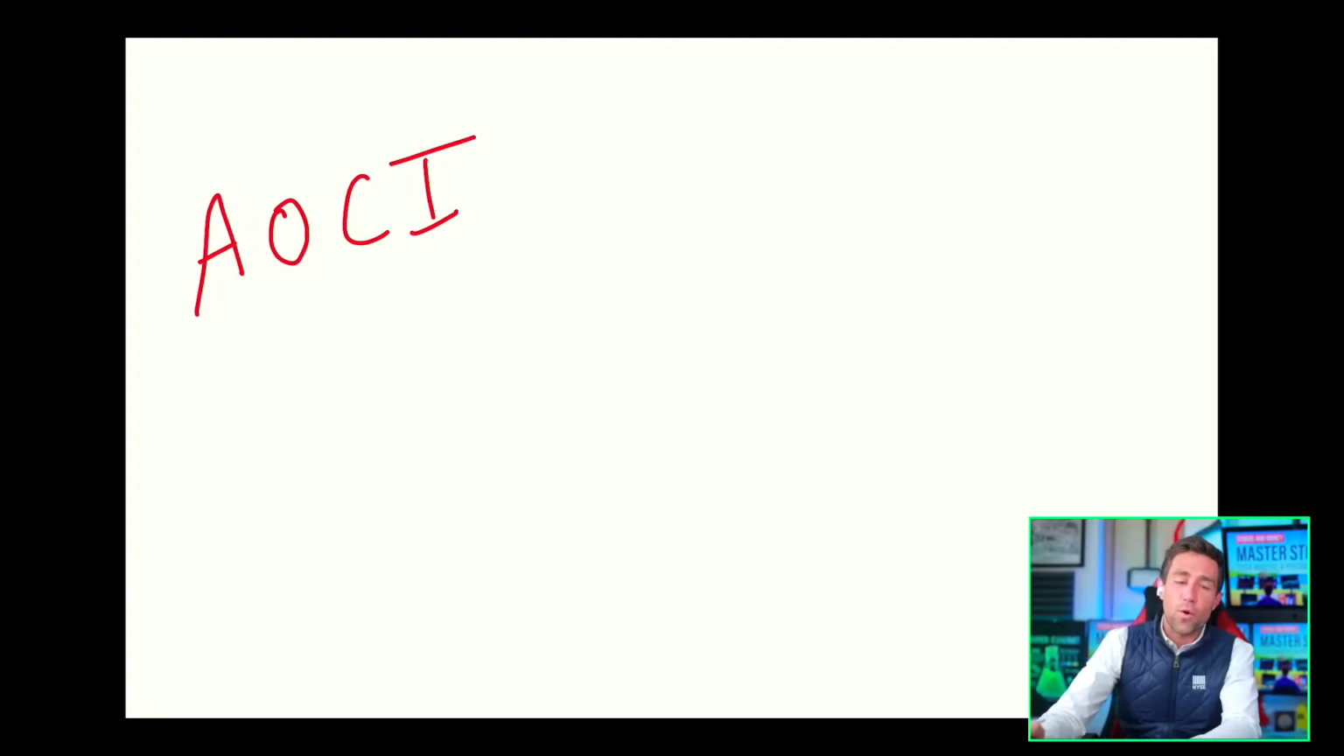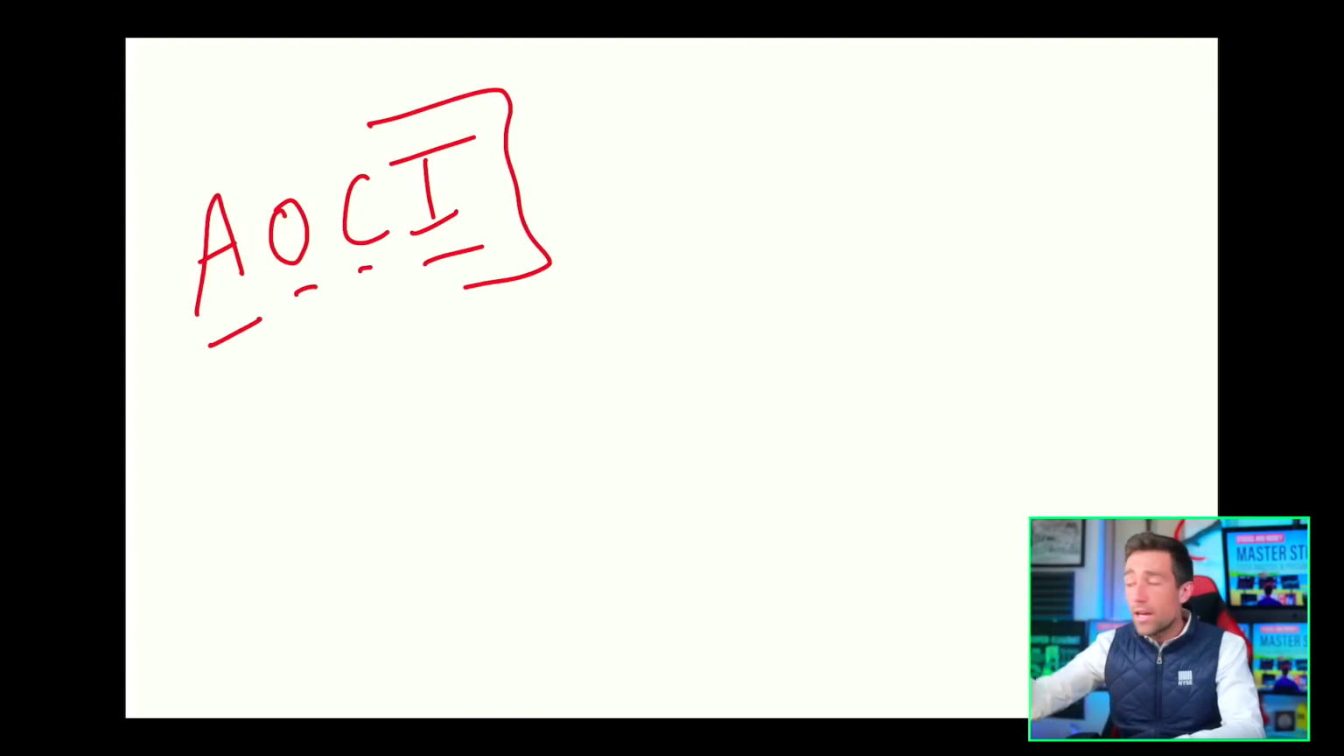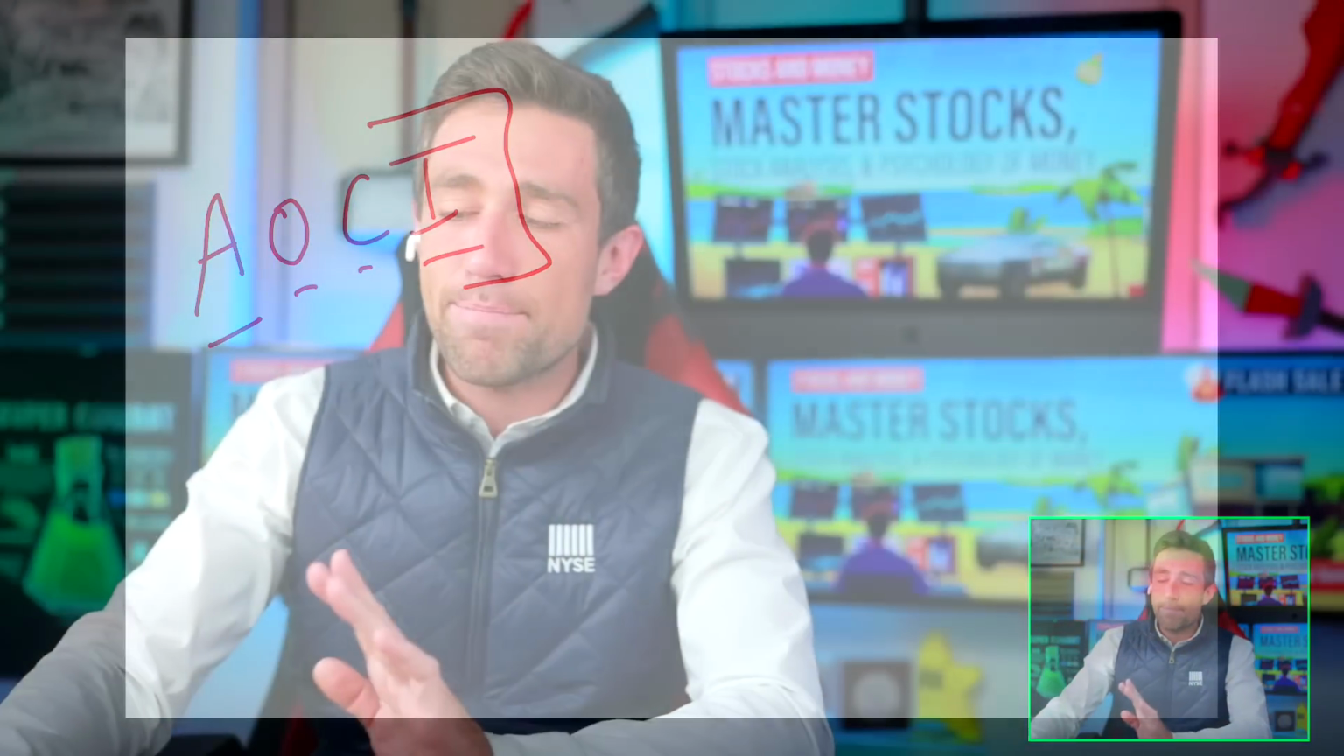All right, we're gonna take the AOCI. This stands for Accumulated Other Comprehensive Income. So if the income is negative, it's potentially a problem, right? We are going to take that number and divide it by the total capital, so the total sack of cash these companies have, minus that loss. And we're going to come up with a ratio.